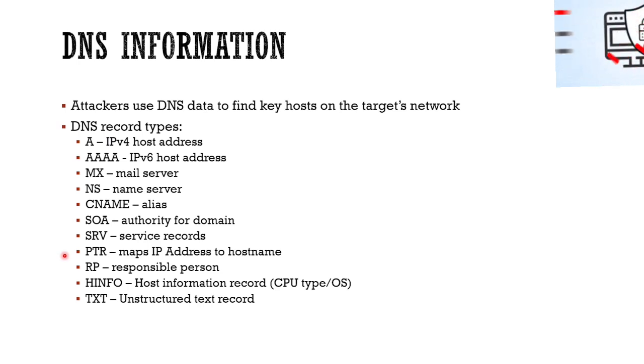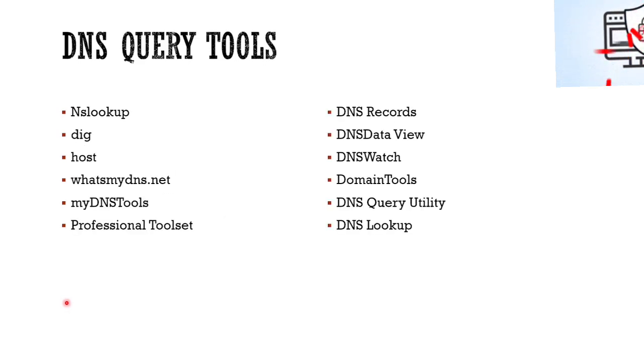Then there's responsible person, or host info, or unstructured text. We use the text records a lot for things like anti-spamming. There are a ton of tools to query DNS. Some command line tools that are popular are NSLOOKUP and DIG and host. And then there are online sites and tools you can download as well.